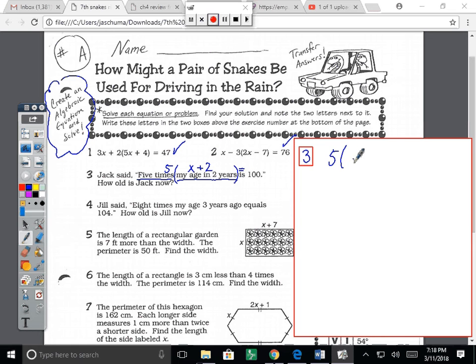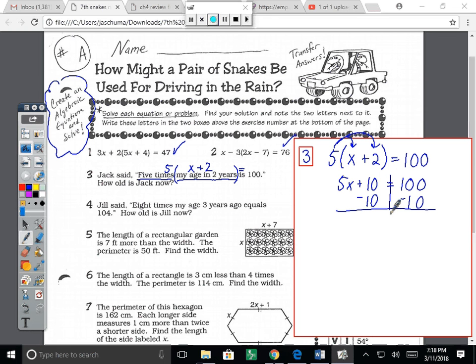Let's go ahead and write out what we have. 5 times the quantity of x plus 2 equals 100. If you notice, there's a distribution that has to happen first on the left side. So it looks like I'm going to get 5x plus 10 equals 100. And if you want to isolate your variable, we're going to move the constants across the drawbridge to the other side of the equation, meaning you have to use an inverse operation. Well, you're left with 5x on one side, and on the other side equals 90.